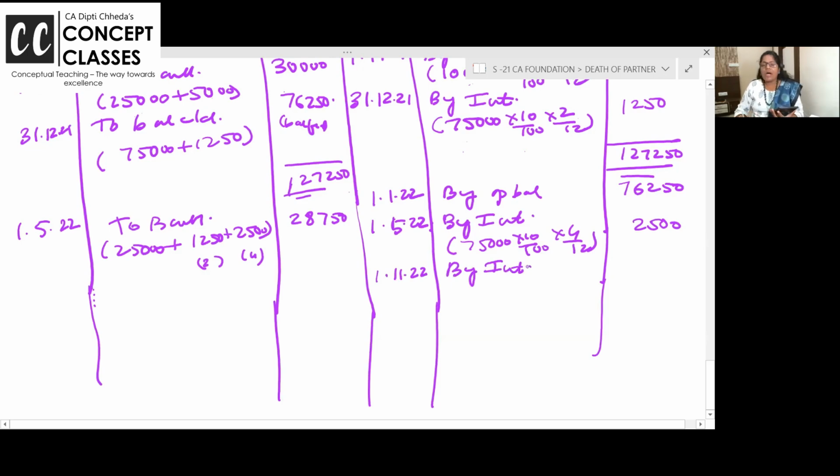Now interest will be calculated, dear students, on how much? 50,000. 25 you paid on 1/11 last year, 25 you paid now, so out of 75, 25 is paid. So now 50,000 at 10% for 6 months, from May to November. 50,000 into 10% into 6 divided by 12 is 2,500.